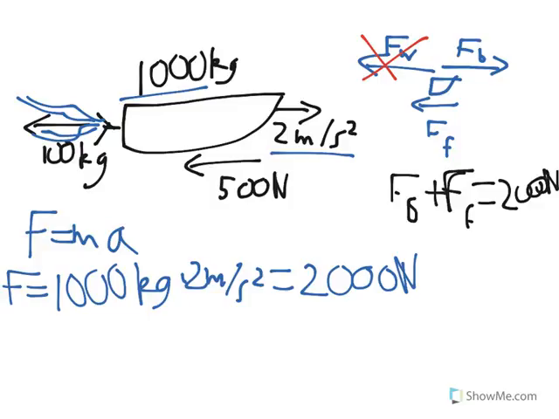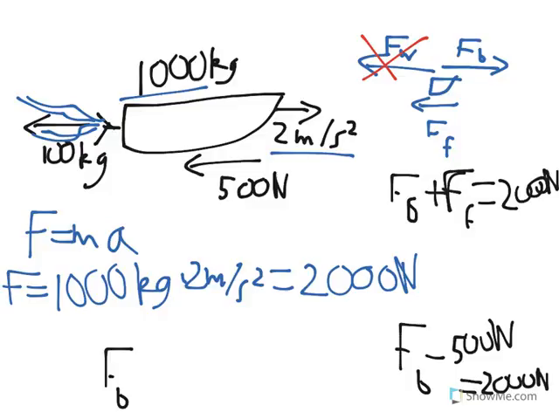Now we know the force of friction is 500 newtons, but backwards, so we can say that the force on the boat minus 500 newtons equals 2,000 newtons. So now solving for that, we add 500 newtons to both sides, and the force on the boat equals 2,500 newtons. Since it's equal and opposite, this must be the same force that's being exerted on the water. Now, because the water is in the opposite direction, that's negative 2,500 newtons, and the mass is 100 kilograms.